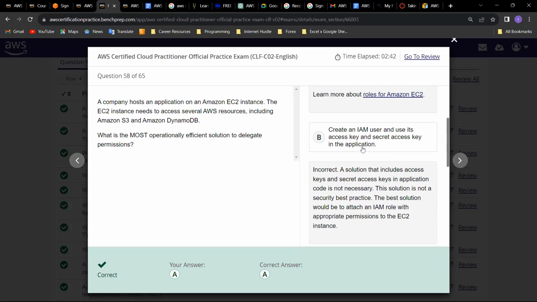Creating a user and then using it. What?